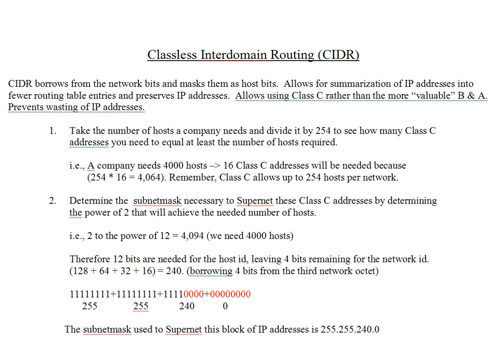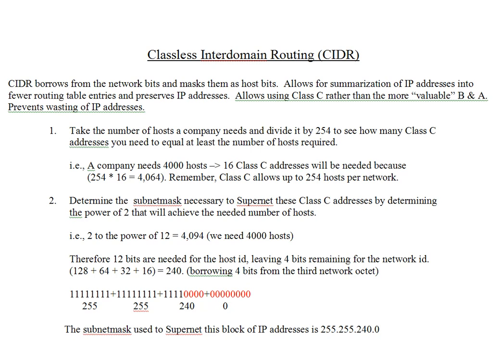We are going to borrow 4 bits from that third network octet. All right, so if you look below at the graphic, you've got 255.255.240.0. Where did that come from? That's our new subnet mask. That's the subnet mask needed in order to supernet this block of IP addresses. The 255 is 8 bits, 8 ones. The next group has 8 ones. The next group, the third network octet, only has 4 ones, because remember we borrowed 4 network bits. So I made them 4 zeros, throwing them over to the host side.